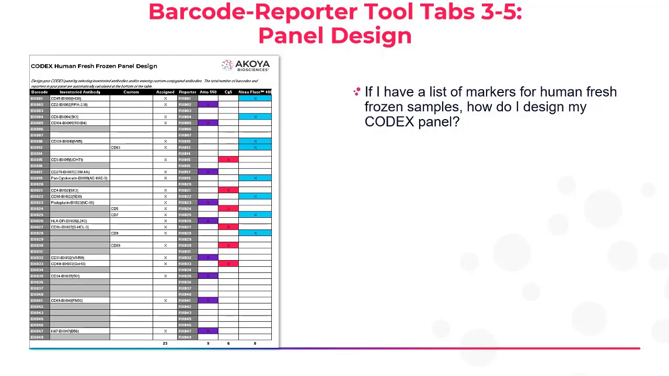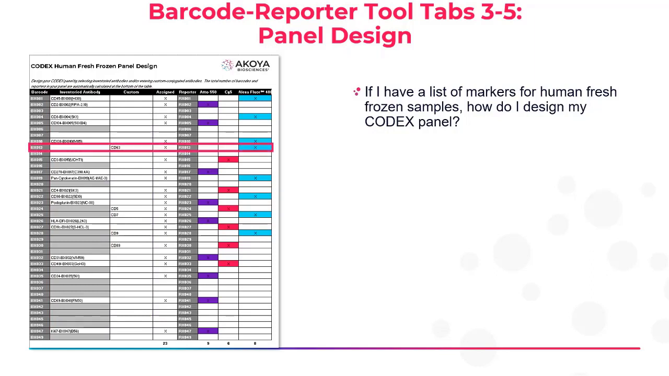You'll see there's a tab for human FFPE, human fresh frozen, and mouse fresh frozen. So in the case of this example, you would choose the human fresh frozen tab. First, you would add the inventoried antibodies that you want to include in your panel. And in the next column, you would include the custom conjugated clones that you are including in your panel. Be sure to include them under the correct barcode.